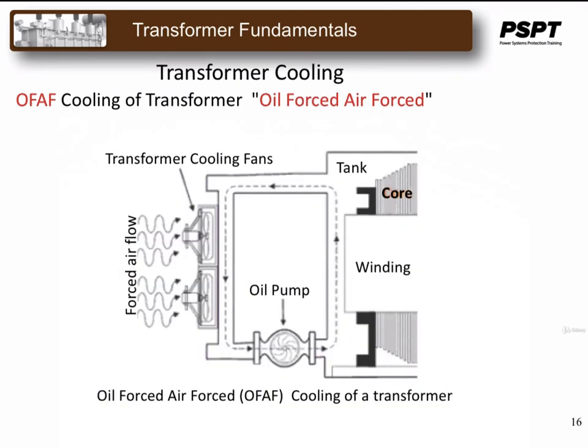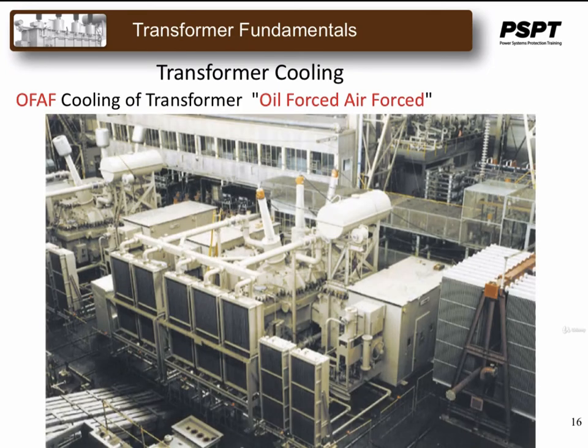The heat dissipation rate can still be increased further if this oil circulation is accelerated by applying some force. In OF-AF cooling systems, the oil is forced to circulate within the closed loop of the transformer tank by means of oil pumps. OF-AF means oil-forced, air-forced cooling methods of transformers. The main advantage of this system is that it is compact, and for the same cooling capacities, OF-AF occupies much less space.